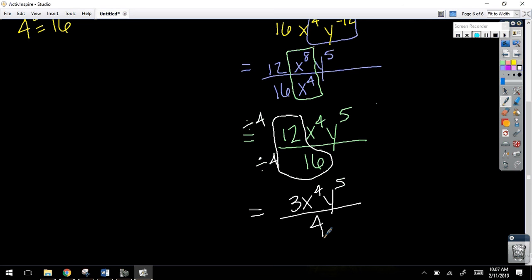How do you know when it's simplified? You can't divide the numbers by anything. You can't subtract or multiply. There are no negative exponents, the bases are different, and you only have one of each base. Ooh, that was a lot of work.